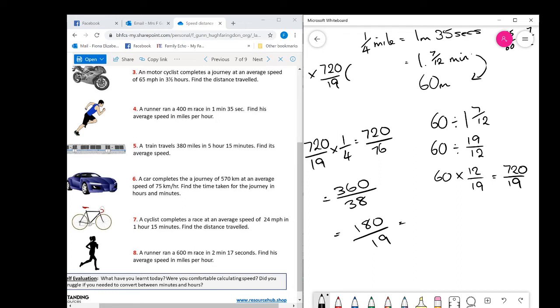How many 19s then in 180? Turn it into a mixed number. So that's going to be 9 19s, sorry. 9 19s are 171, so that's 9 left over. So the speed he's travelling at is 9 and 9/19 of a mile per hour. So the final answer is 9 and 9/19 miles per hour.